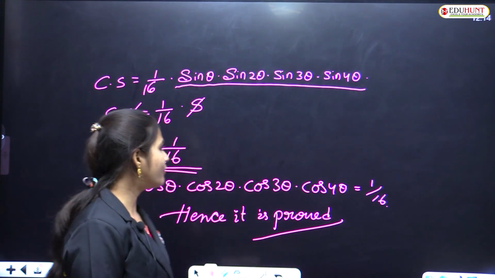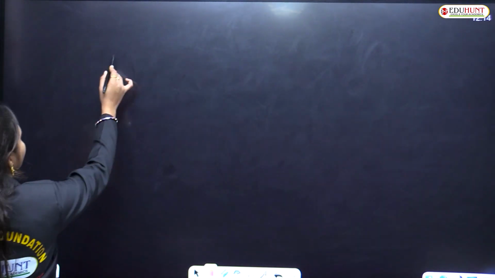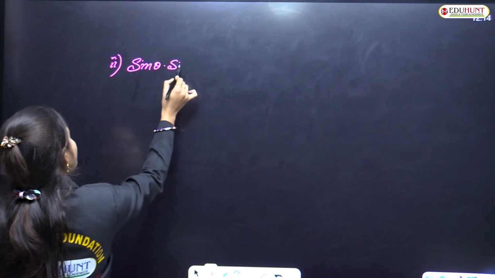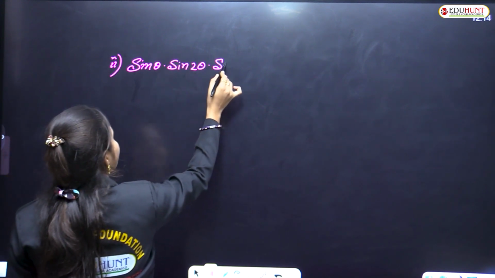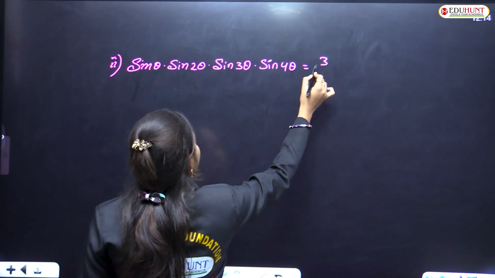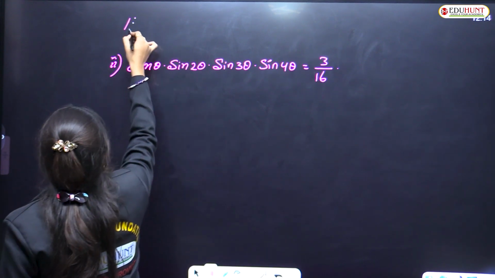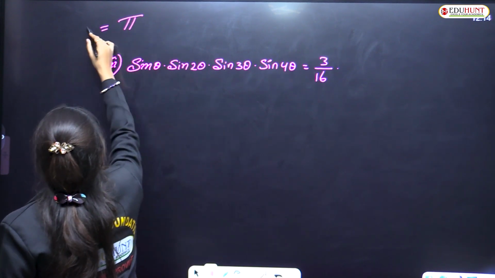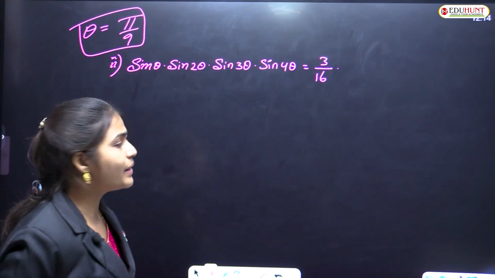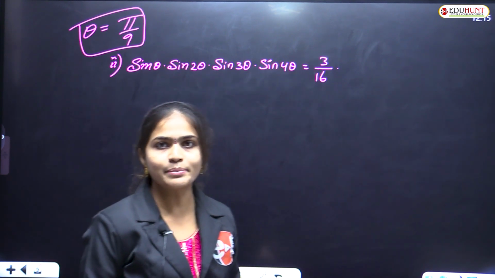And in the same way we have the second proof. So what is that second proof? Here the second one is sin theta, sin 2 theta, sin 3 theta, sin 4 theta is equal to 3 by 16. This one we need to prove. Here also related to theta is equal to pi by 9. The condition is if theta is equal to pi by 9, then prove that sin theta, sin 2 theta, sin 3 theta, sin 4 theta is equal to 3 by 16.